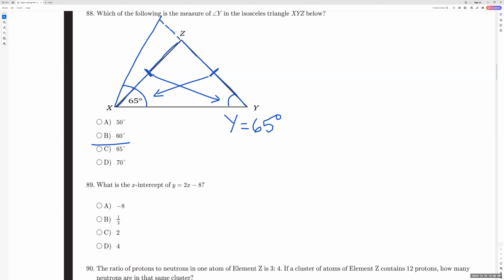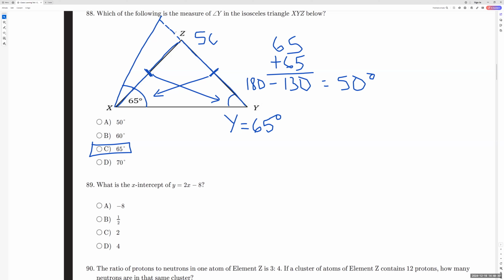By the way, if they were asking for this angle Z, then we would have to do 65 plus 65, which is 130, and so 180, which is all 3 of them, minus 130, that would give me 50 degrees for Z. And we can see that 50 is an option here, so be careful. What is the question really asking? Is it asking for Y, for Z, or for any combination thereof? So we really need to be careful not to rush into picking a number that seems to be the right answer.